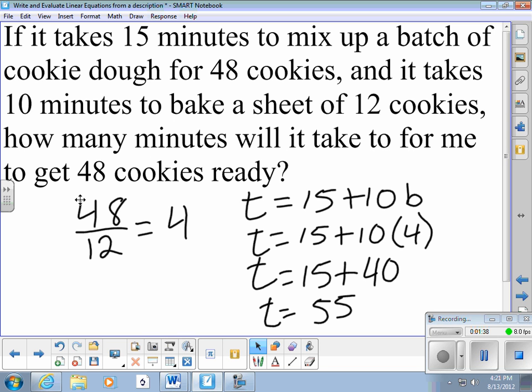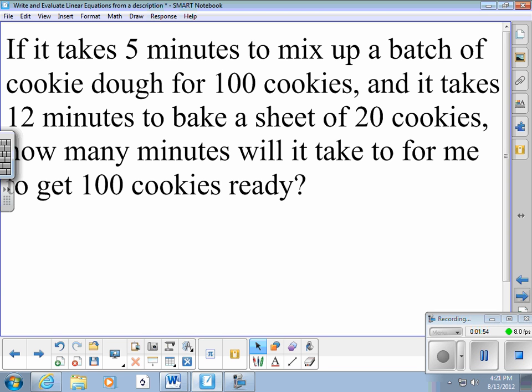So we wrote the equation. Then we evaluated it. We replaced B with the value for B. That was 4. That's what's called evaluating. Let's do another example. Let's change things up a little bit. Just change the numbers.